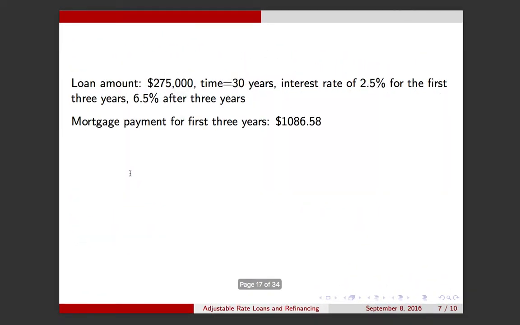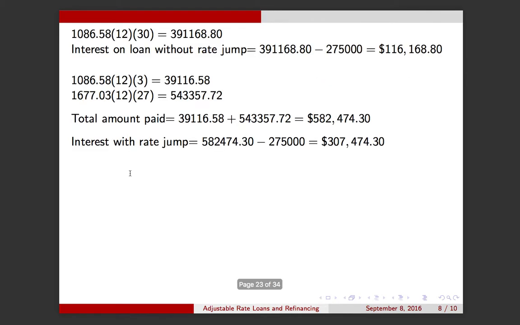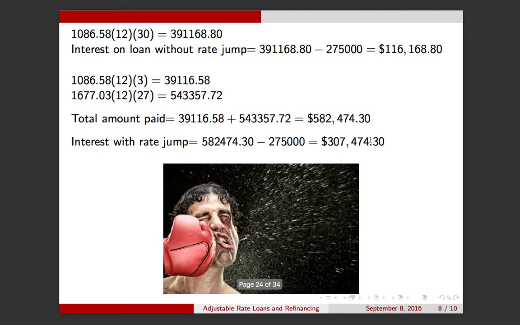Okay, so anyway, I go through all that here, but you would just use the calculator like we did. So the total amount paid with the interest rate jump is $582,000 or so, and then the interest with the rate jump was that $308,000 number I got. Here I actually get the exact one. So that's terrible, right? That really, really hurts. So you're comparing $116,000 in interest to roughly $308,000 in interest, right? So this interest rate jump cost them almost $200,000.